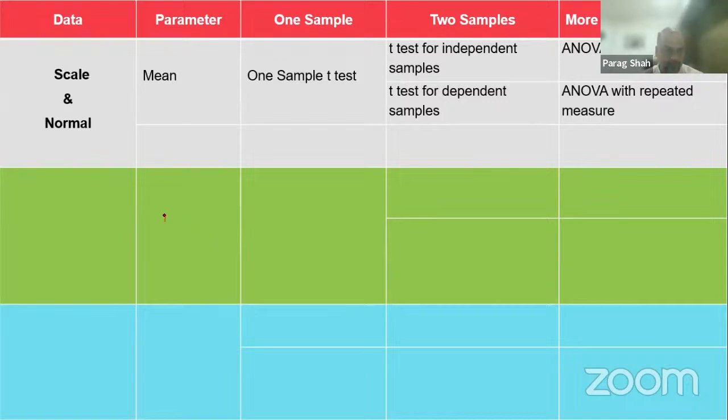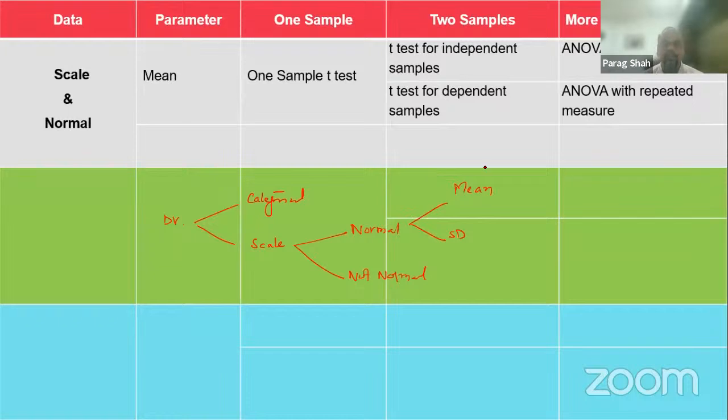First, identify your decision variable. Your decision variable can be categorical or it can be scale. If it is scale, ask the question whether your data is normal or not normal. If your data is normal, then the parameter can be mean or the parameter can be standard deviation. So this is how you have to reach.